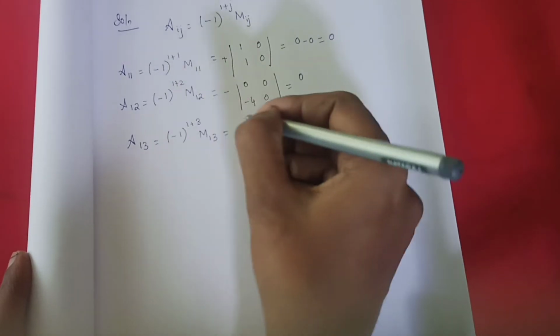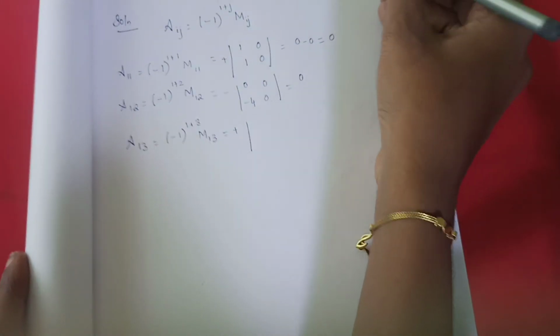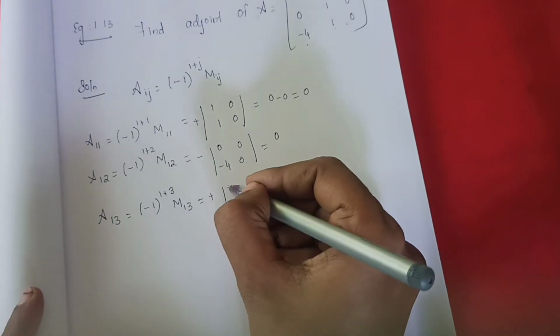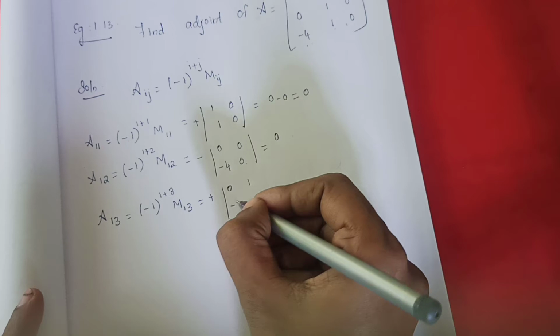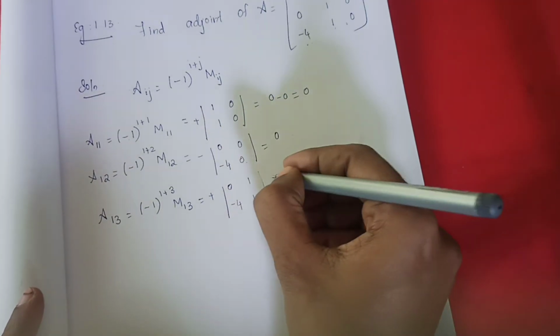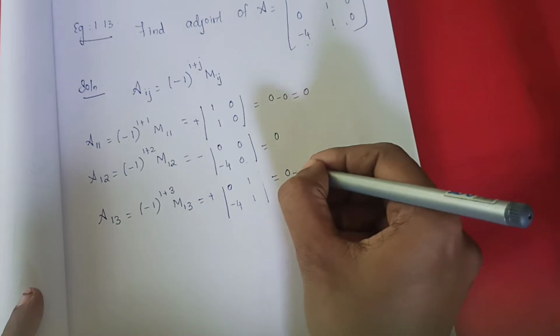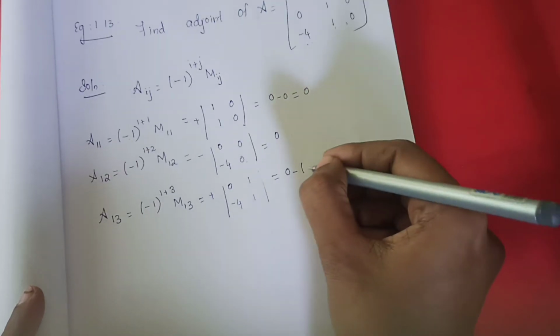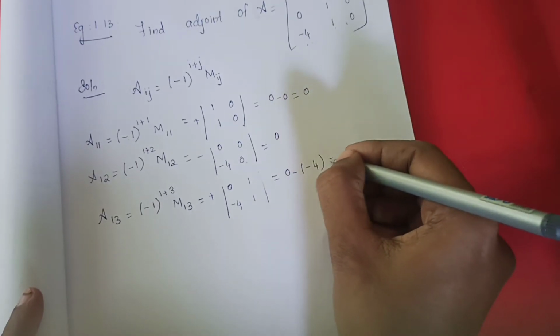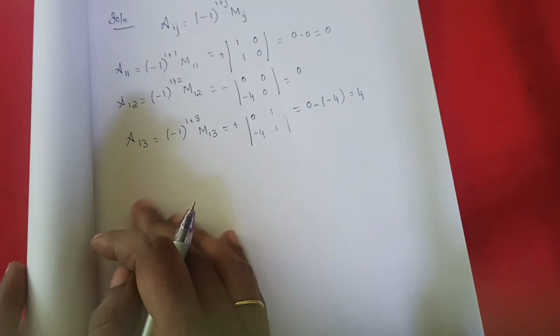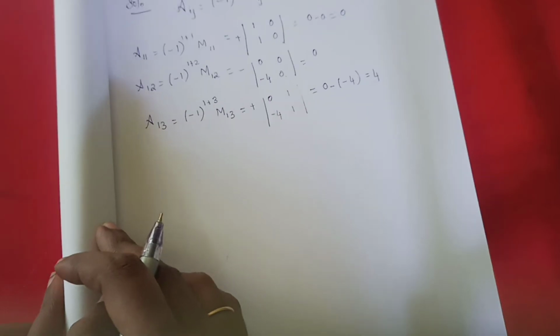The symbol is positive. Then for this one, this row and this column will go. So what's the balance? 0 1 minus 4 1. So that's equal to 0 into 1 is 0, minus of 4 into 1 is minus of minus 4. So 0 minus into minus is plus 4. Okay. So we have already done many problems in the same model.